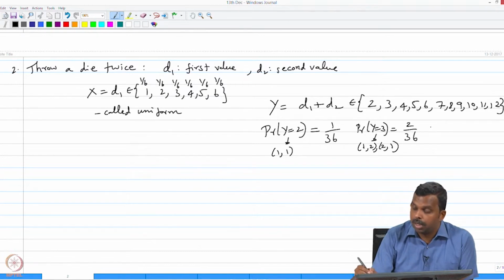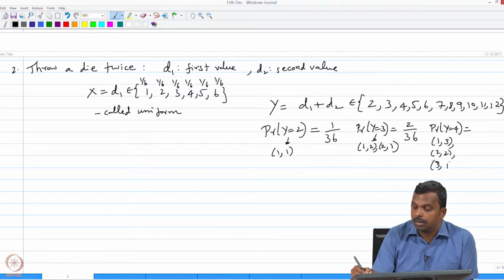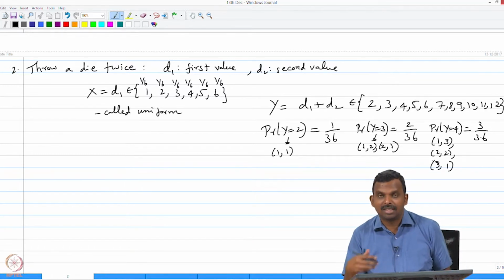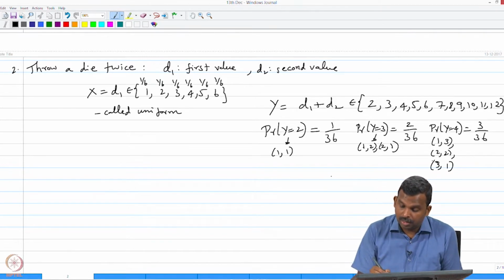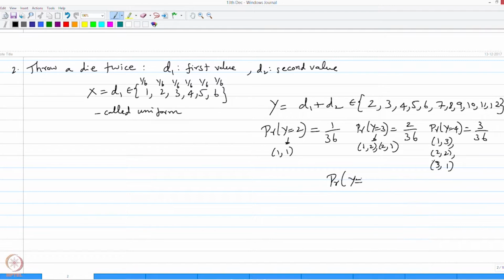So, what about probability that y equals 4? Here you will get 1 comma 3, 2 comma 2, 3 comma 1. So, that was going to be 3 by 36. Is that okay? Hopefully, you can see that this number will keep on increasing. So, if I ask for the general value, supposing something like probability that y equals, say, all the way up to 7. If you look at 7, you are going to have 6 by 36.